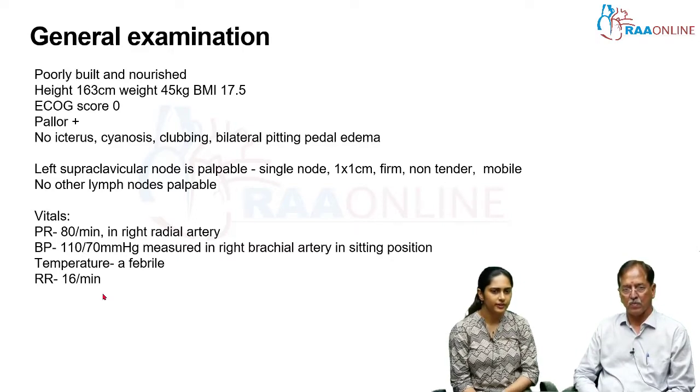So, examination of the vitals. The pulse is 80 per minute measured in the right radial artery with normal volume.